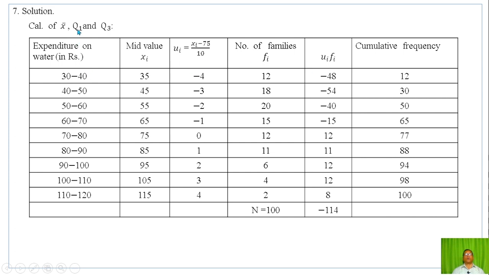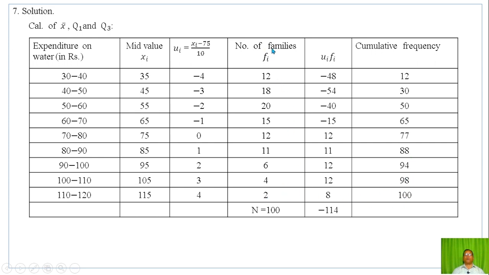For the quartiles, we make the cumulative frequency column: 12, 12 plus 18 is 30, 30 plus 20 is 50, 50 plus 15 is 65, 65 plus 12 is 77, 77 plus 11 is 88, 88 plus 6 is 94, 94 plus 4 is 98, 98 plus 2 is 100.